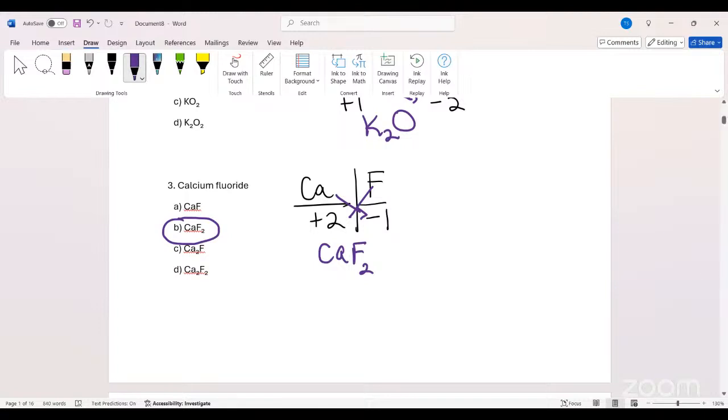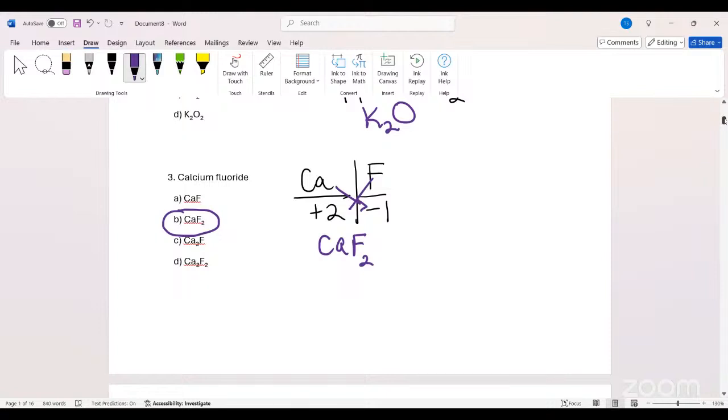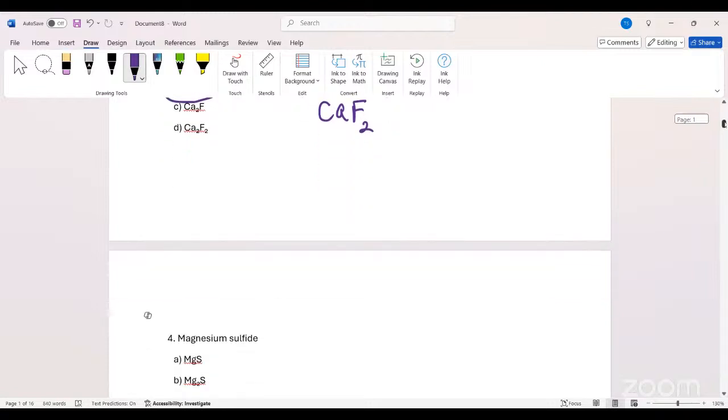All right, y'all. Sorry. Rewind. All right, here we go. So for this formula here, again, calcium took the 1, fluorine took the 2, and so they swap charges, so you get CaF2. Okay, now we're going to keep going.